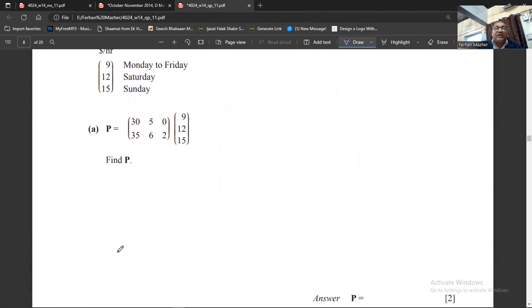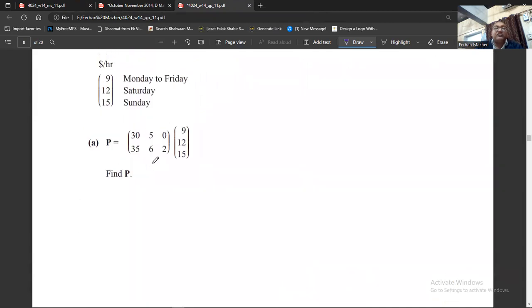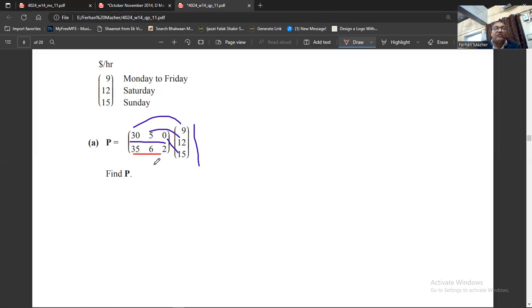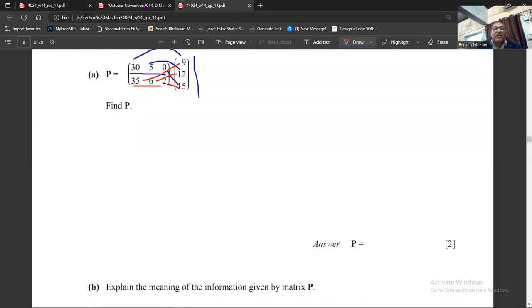A part, question number 11. He says P is equal to this matrix multiplied by this matrix. So from here we will take the rows, and from here we will take the columns. First we'll multiply the first with the first, the second with the second, the third with the third. Then we will take the second row. The first will multiply with the first, the second with the second, and the third with the third. This is how P will be calculated.